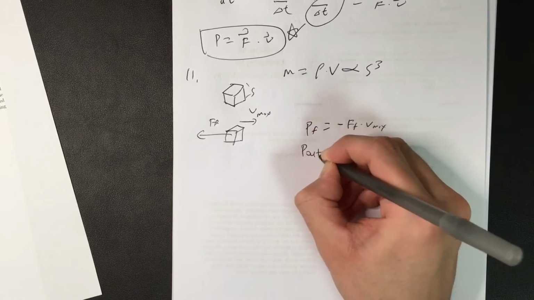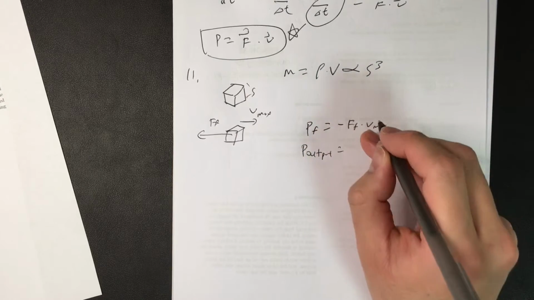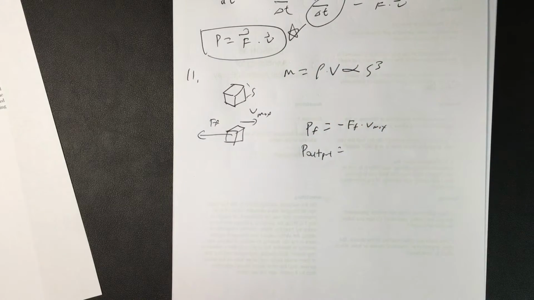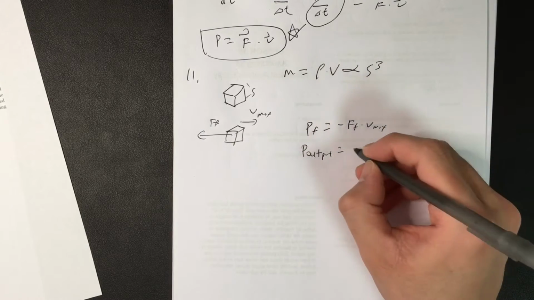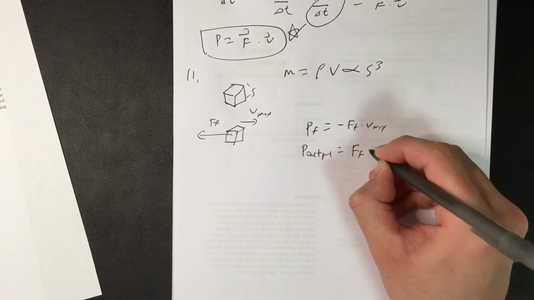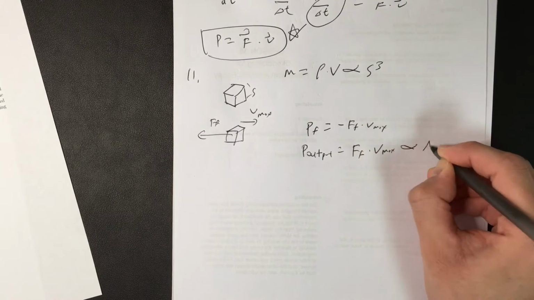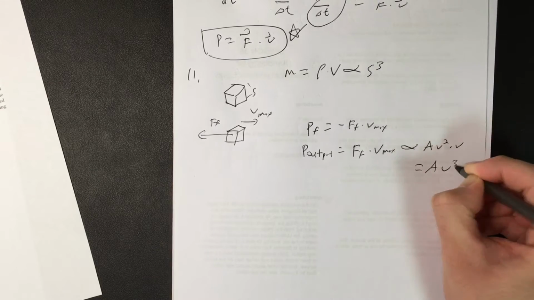Therefore, the power output should cancel out the power from the friction, because this should keep the car at a constant velocity, in which it should have net power of 0. So therefore, the power output equals the force of friction times v max, which is proportional to Av squared times v, which is Av cubed.